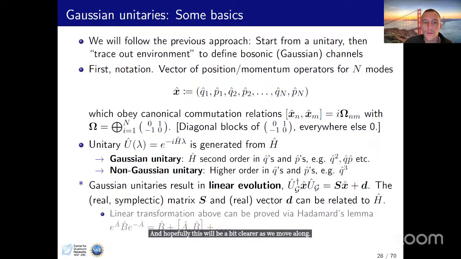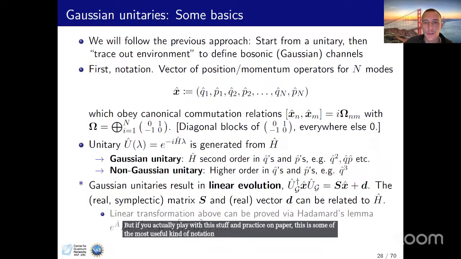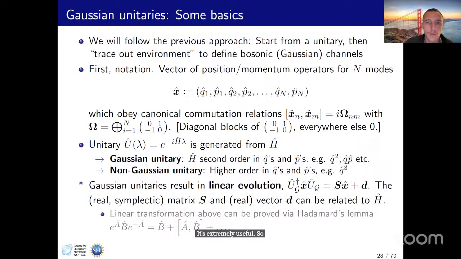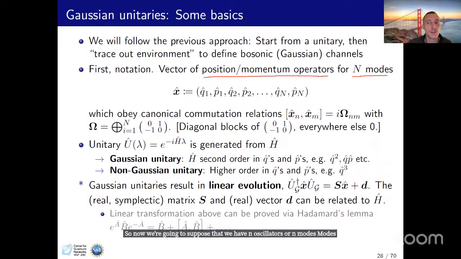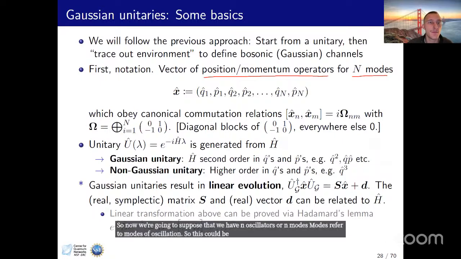Okay, so first thing we can define to make things extremely compact. I know it's more notation, but if you actually play with this stuff in practice, on paper, this is some of the most useful notation to use. We introduced these position and momentum operators before. Now we're going to suppose that we have N oscillators or N modes. Modes refer to modes of oscillation. This could be different frequency modes, different modes of a vibrating membrane, or different springs, what have you.